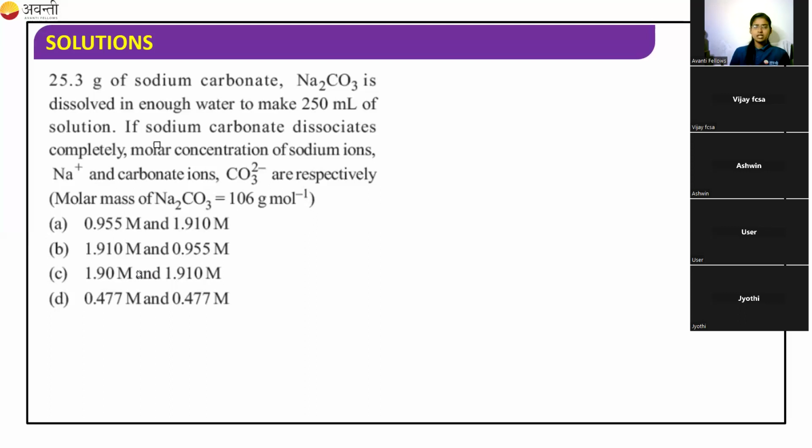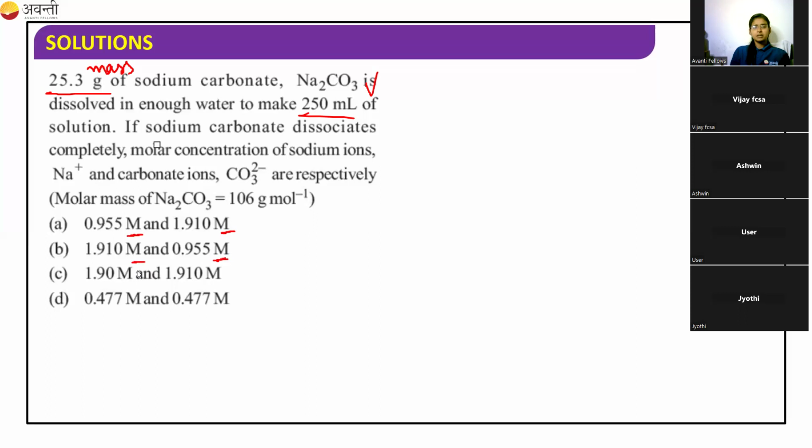The given mass is 25.3 gram. Okay, so 25.3 gram is the mass of sodium carbonate, and it is dissolved in enough water to make 250 ml of the solution. So 250 ml is the volume. And if sodium carbonate dissociates completely, then we have to find out this Na+ ion concentration and CO3 2- ion concentration. Okay, so here the answer is given in terms of capital M.